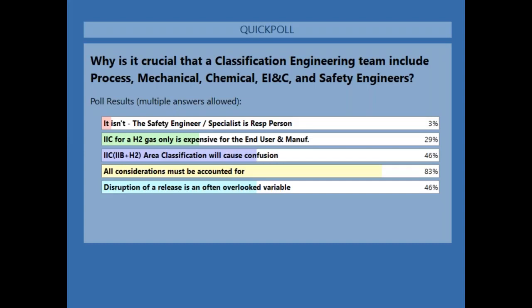83% said all considerations must be accounted for. That I would expect to be a little bit higher. I'd expect 100% to give that answer, but still really good.